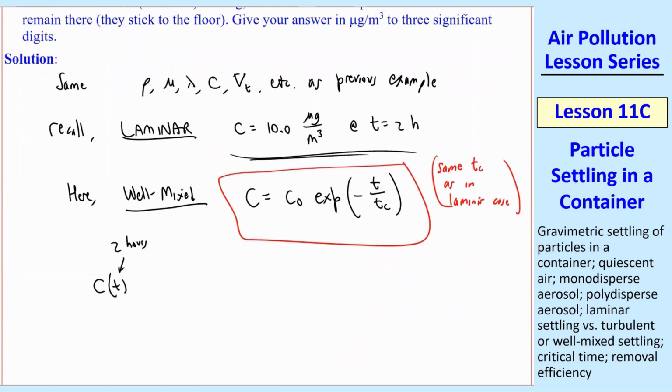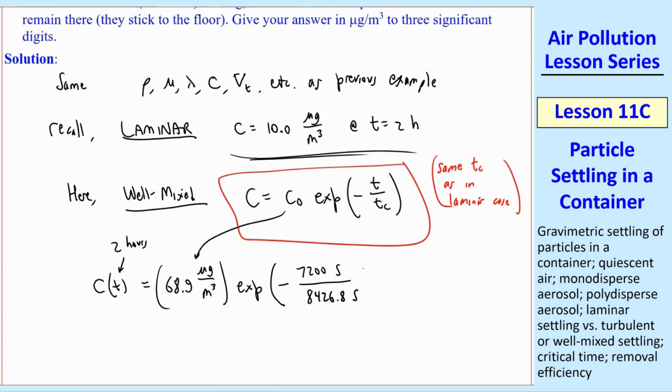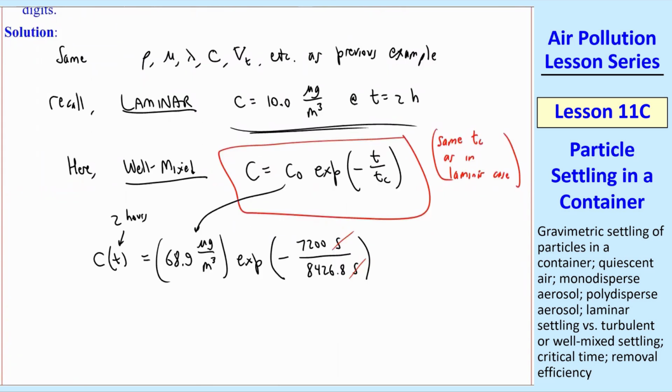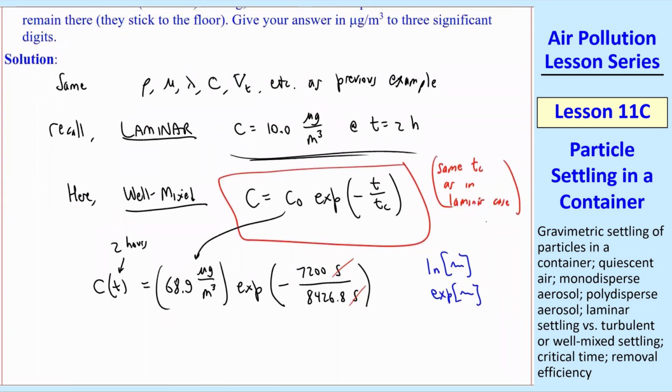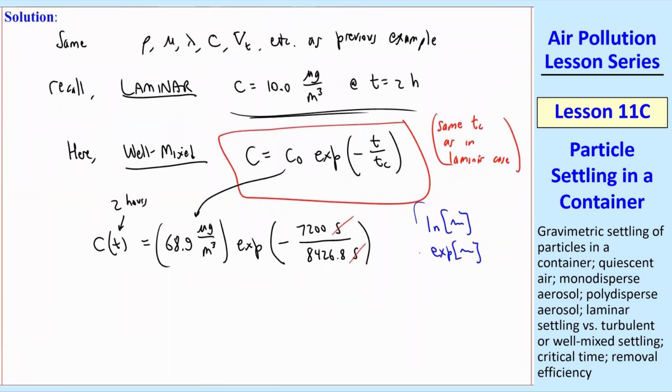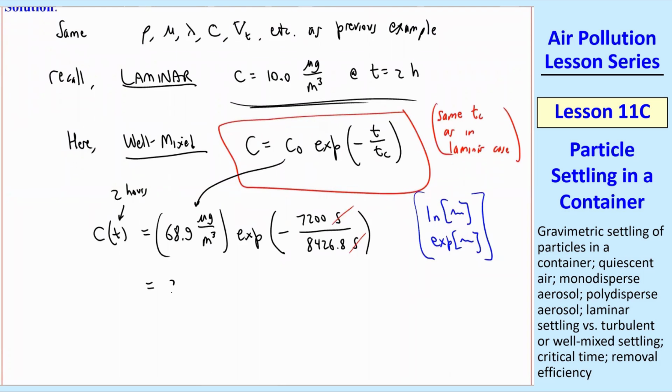C of T at 2 hours is the initial C naught times exp to the negative T, 7,200 seconds. TC is the same one as before, also in seconds, so they cancel out. I want to caution you, not just for this course, and I've mentioned this before, anytime you have a natural log or an exp of something, these guys in brackets here have to be non-dimensional and unitless, so don't make that mistake. I plug in the numbers and get 29.3 microgram per meter cubed for the well-mixed case.